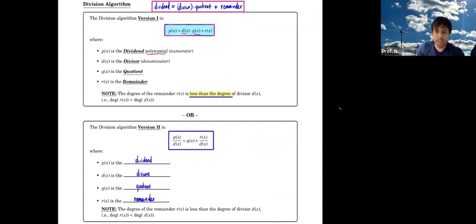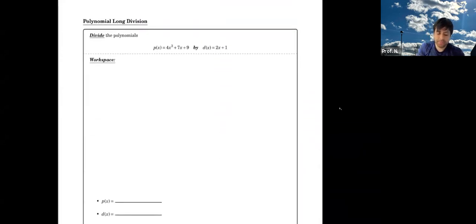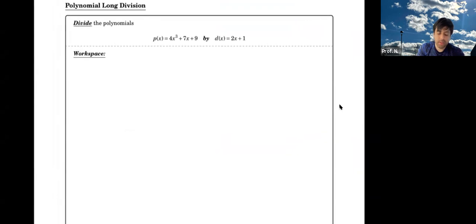If not, let's look at the next page. Okay, so here we have a division of two polynomials. We have, again, P of X representing the dividend, and D of X representing the divisor. So we're going to perform long division.